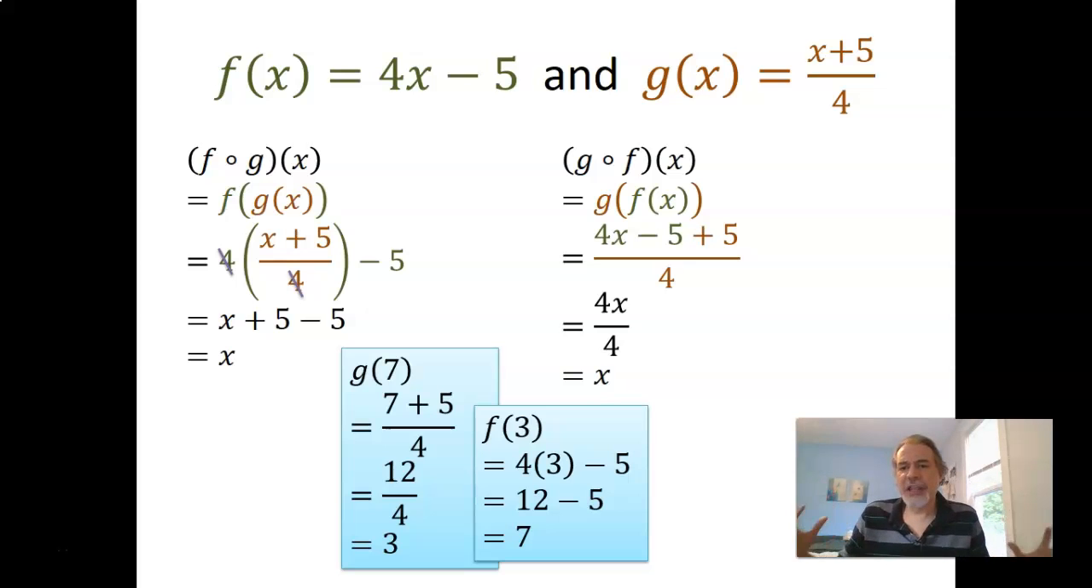So functions like this that undo one another are called inverses. So we can say the inverse of this function is this function, or vice versa. And that's what we're going to be talking about in the next and final section of Chapter 2.